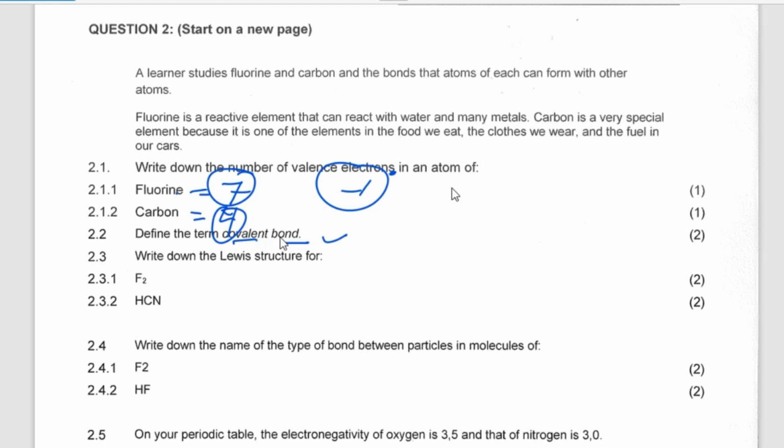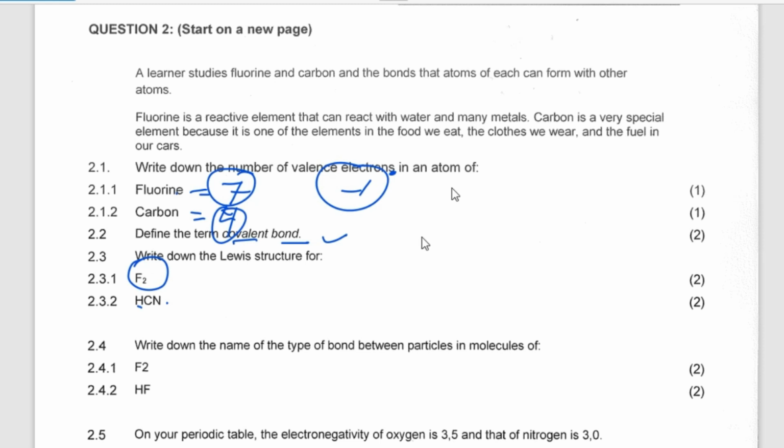Write down, I told you about the definitions yesterday. Anyway, let's go to the next one. Write down the Lewis structure for fluorine and hydrogen cyanide. This was our food yesterday, hydrogen cyanide.